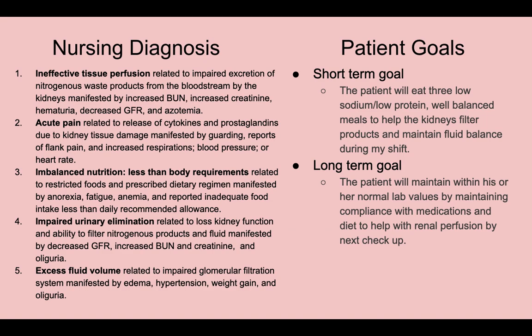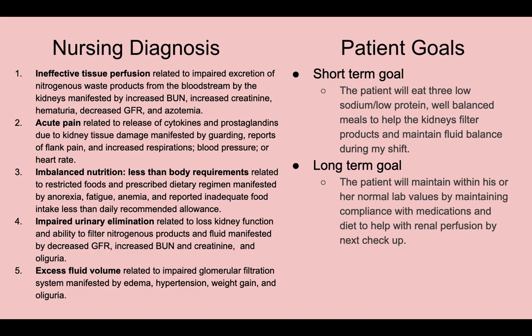Righty. So next, our nursing diagnoses. I won't go through every single thing, but I'm just going to point out our main one is the ineffective tissue perfusion, and this is more related to the impaired excretion of those waste products that we talked about in the labs by the bloodstream. So you can have the increased BUN, increased creatinine, hematuria. You can also see the acute pain, like Erik said, you'll have the flank pain, the abdominal pain.